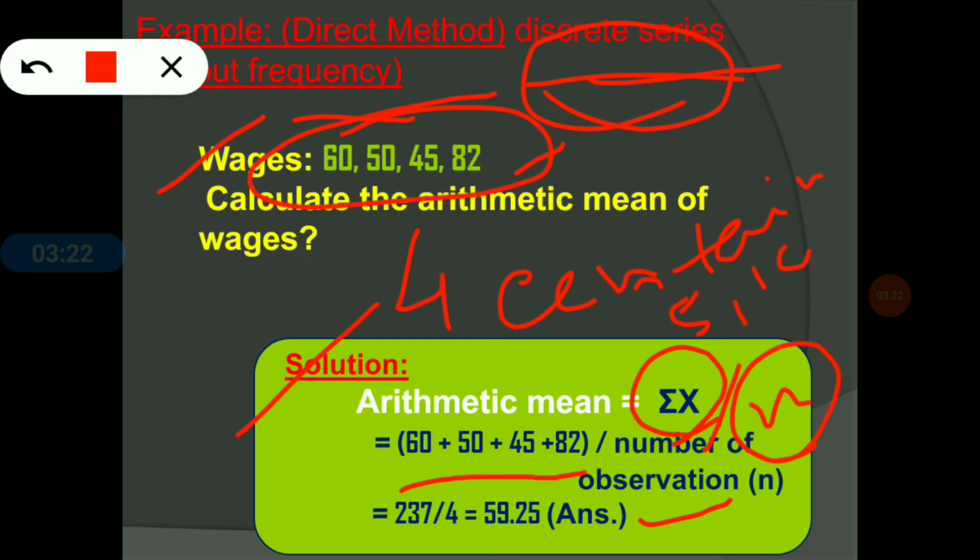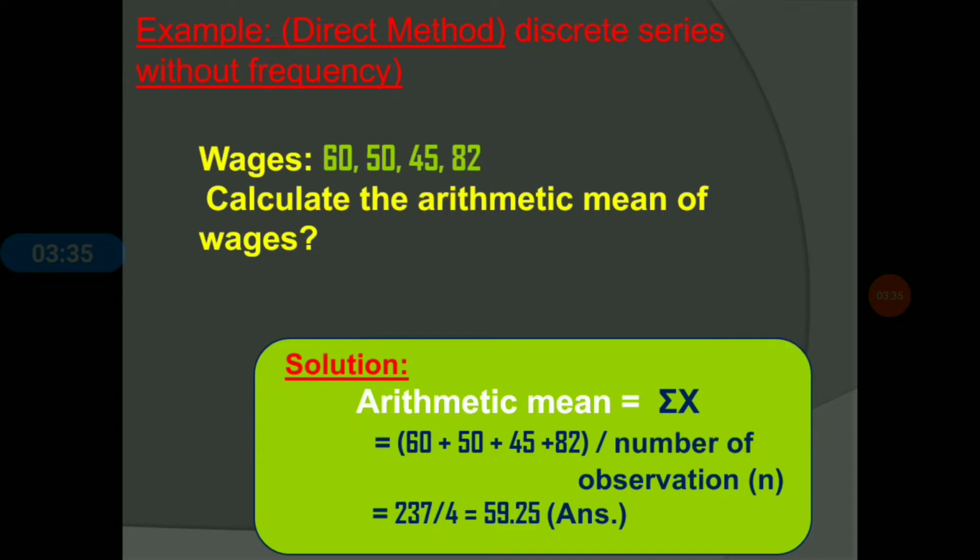So the number of observations in this case is equal to 4. That's why 237 is divided by 4, and that is equal to 59.25, which is the arithmetic mean of the wage series. Clear? So now move on to the next slide.